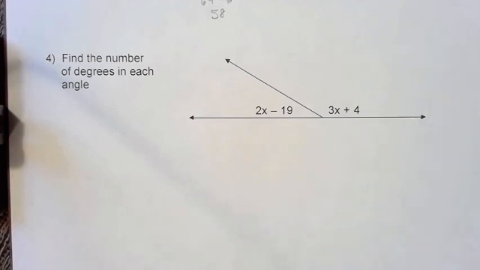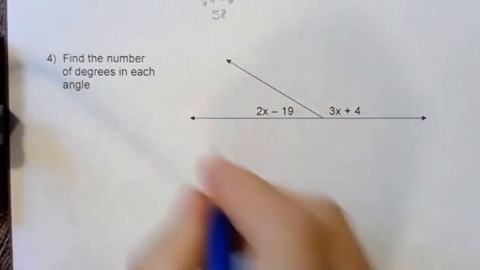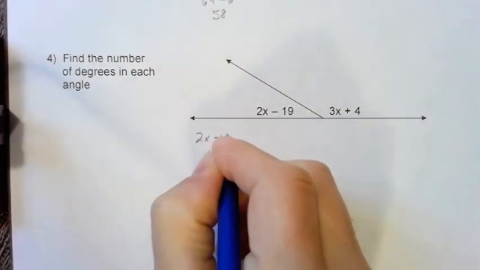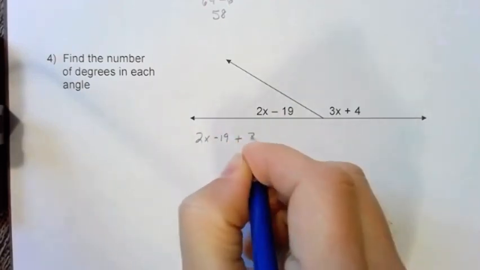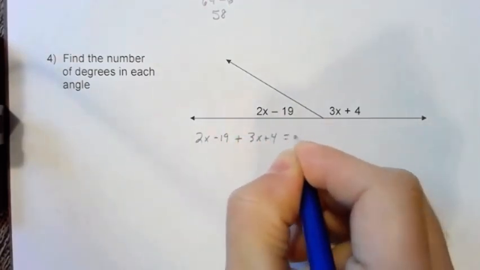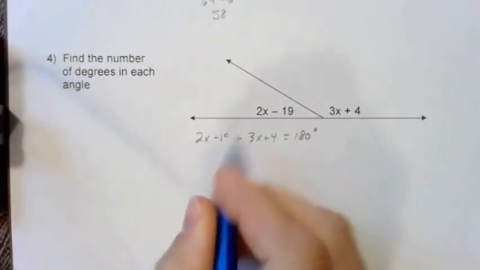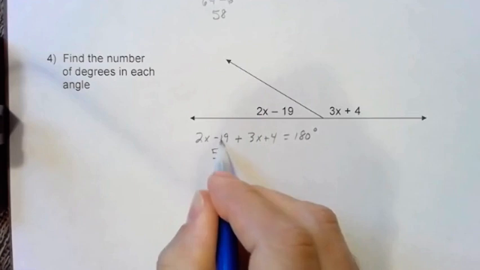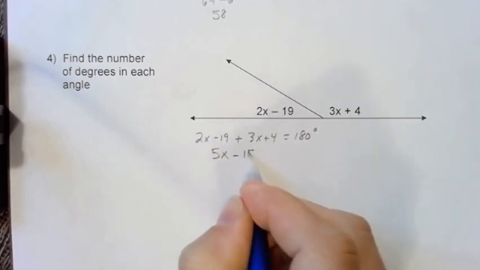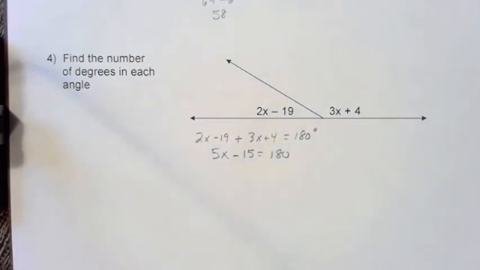This is an example of supplementary angles, meaning that the measures of the two angles have to add up to 180 degrees. All right, so we're going to take the angle 2x minus 19 and add that to the angle 3x plus 4, and their measures add up to 180 degrees. 2x and 3x makes 5x. Negative 19 and 4 makes negative 15. So now our equation says 5x minus 15 equals 180.